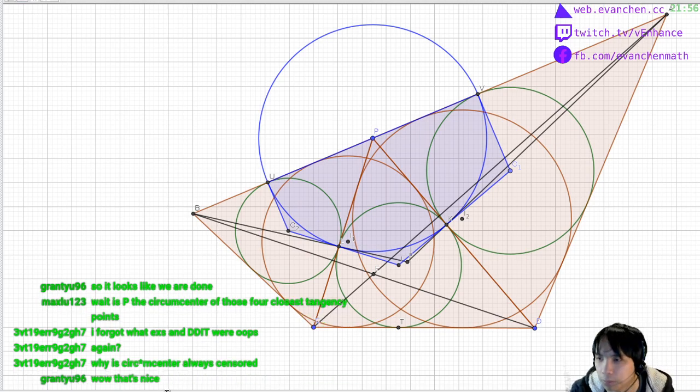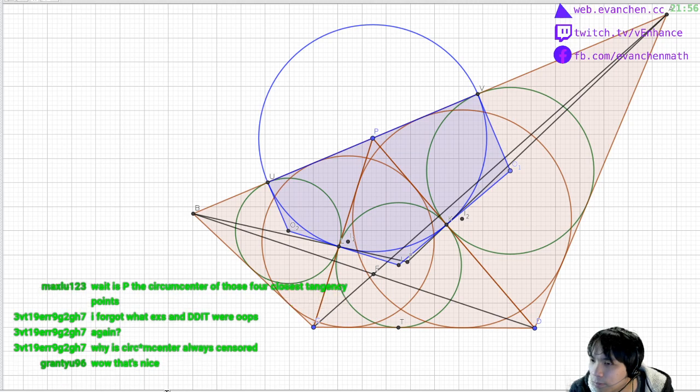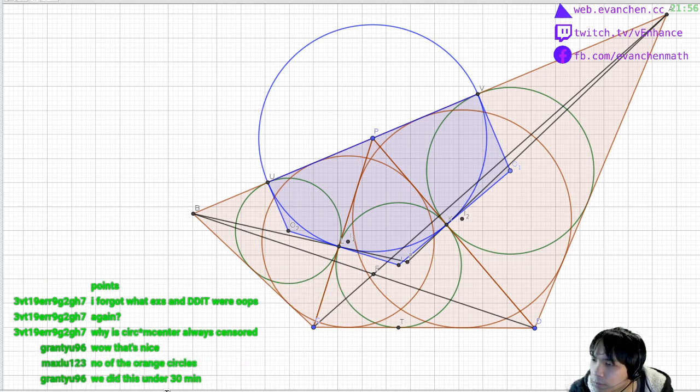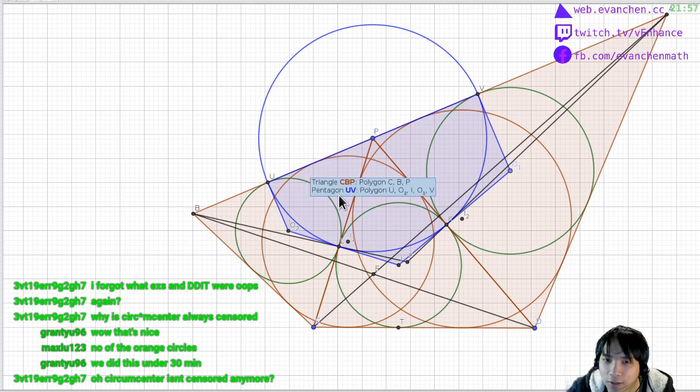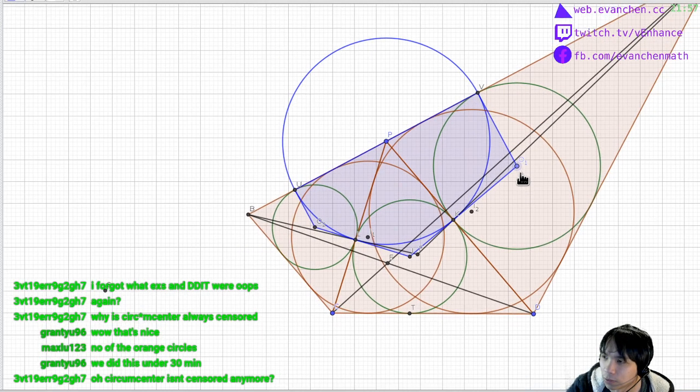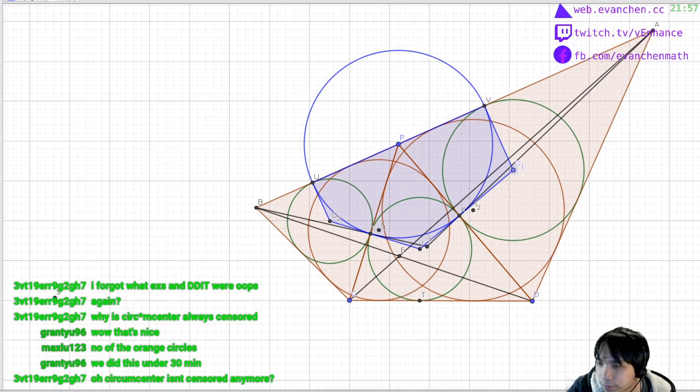Oh, it's not censored anymore. Okay, so interesting. I forgot BA was a tangent. I'm not paying attention. Okay, so there's a point S that lies on like four of these lines, and it's probably off the page again. I turned down the filter to be a little more accommodating. Okay, so line SA. S lies on like everything.